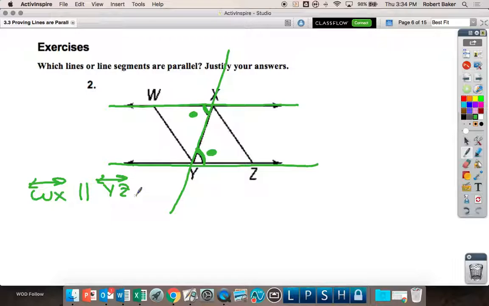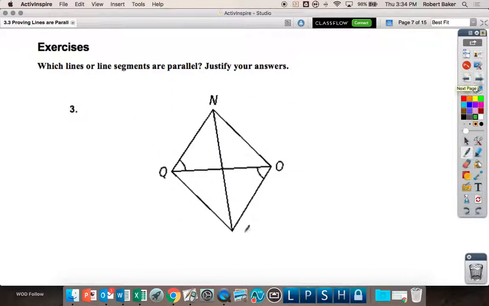Isn't it fun with no numbers? Alright, let's just do one more. Remember, your answer should be this line is parallel to that line. Line QN is parallel to line GO because alternate interior angles are congruent.